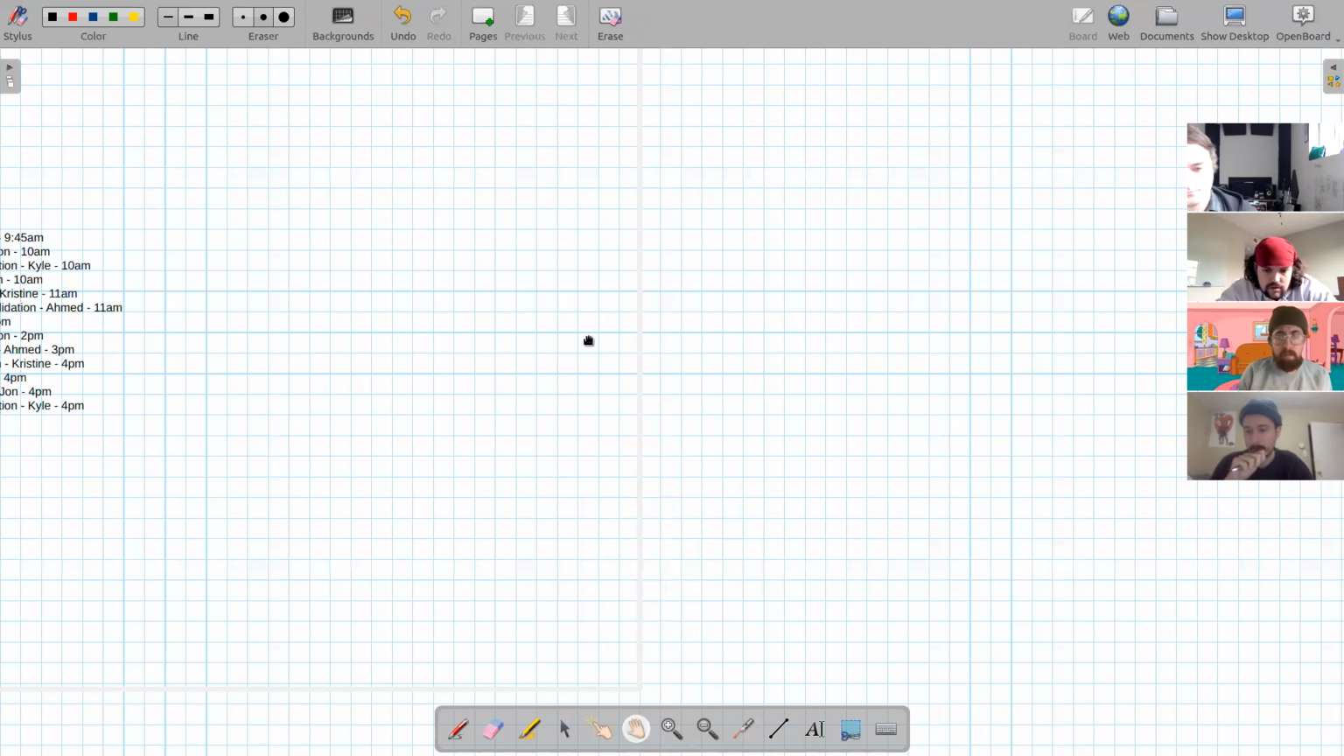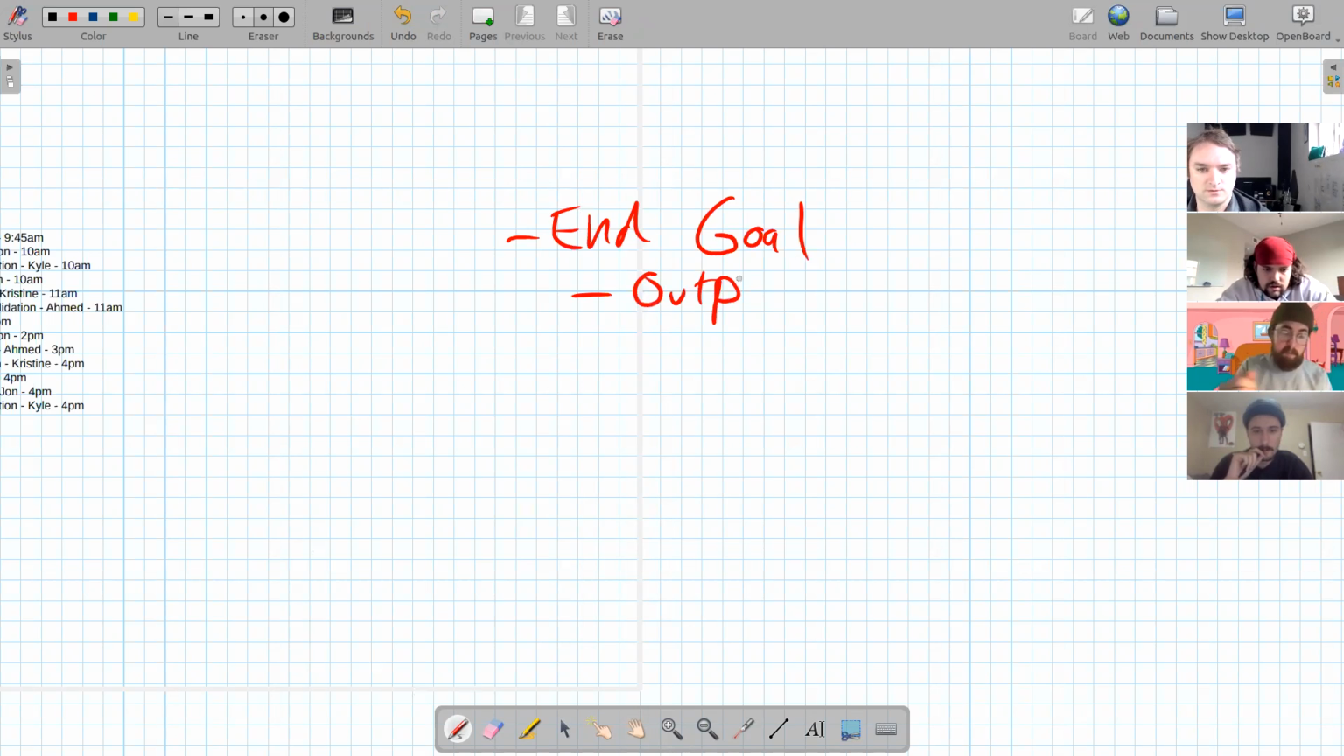Understanding what the end goal is trying to be. Yeah. So I'd even simplify that down to what's the output? But the output is ultimately a subset of the end goal. What else do we need to understand? The data types we're working with? Yeah.